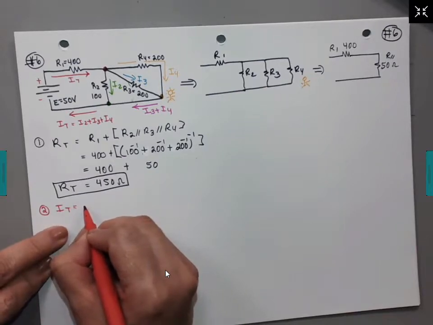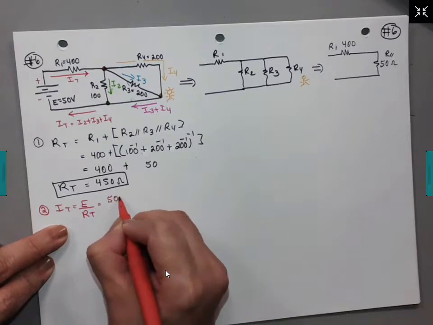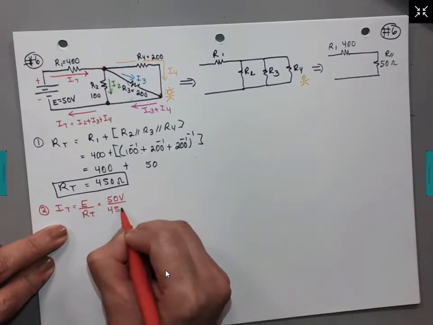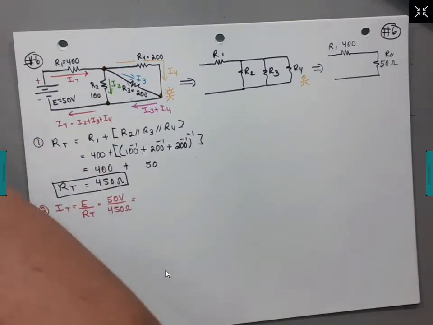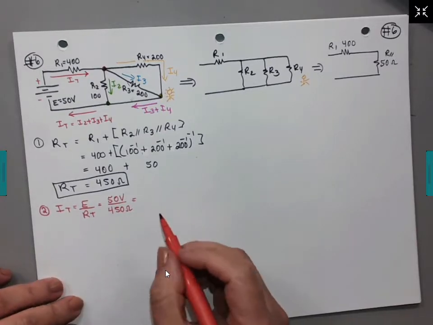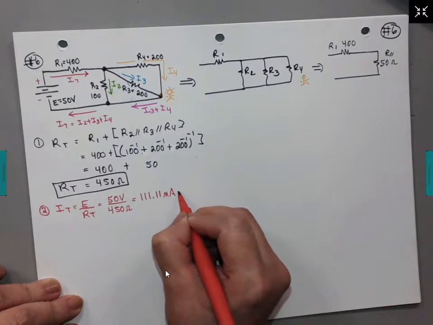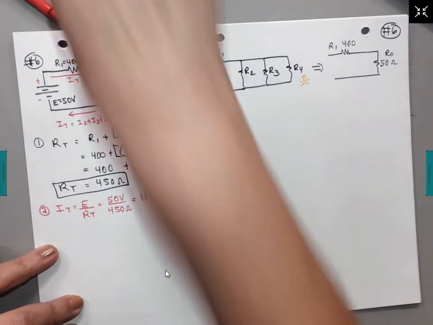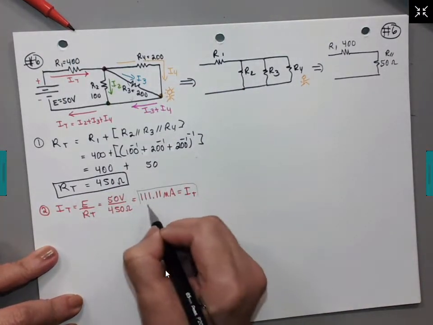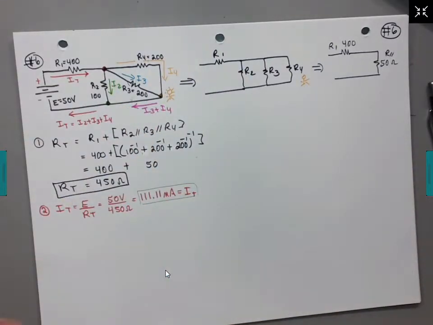So IT is equal to E divided by RT. E is 50 volts. RT is 450 ohms. So what do you get? 50 divided by 450. What do you get? 111.11 milliamps. IT. Make sure you use 2 decimal points and you circle your answer. So that is IT. Okay.